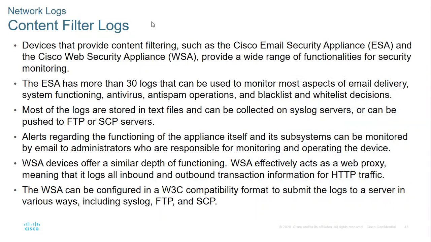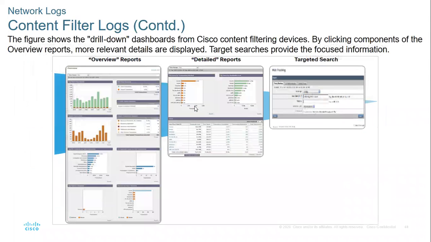Then the other types of logs are content filter logs. With content filtering, we have the Cisco Email Security Appliance, as well as the Cisco Web Security Appliance. These will go into detail, looking at the information which is coming into the organization and the information which is going out of your organization.